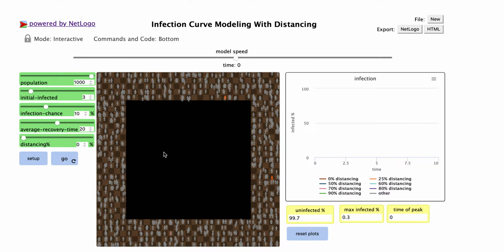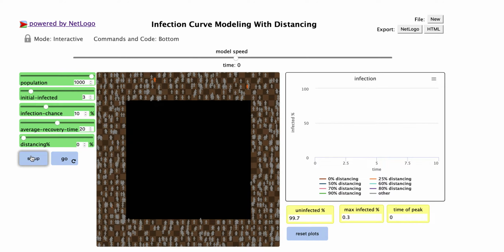So this is the amount of time that people are going to spend at home compared to going out and being in public. So I'm going to go ahead and start that at 0. I'm going to click setup again. And when I click go, you'll see everybody go into the public space because nobody is distancing right now. And then you'll see a curve over here, which will be the percentage of infected people over time.